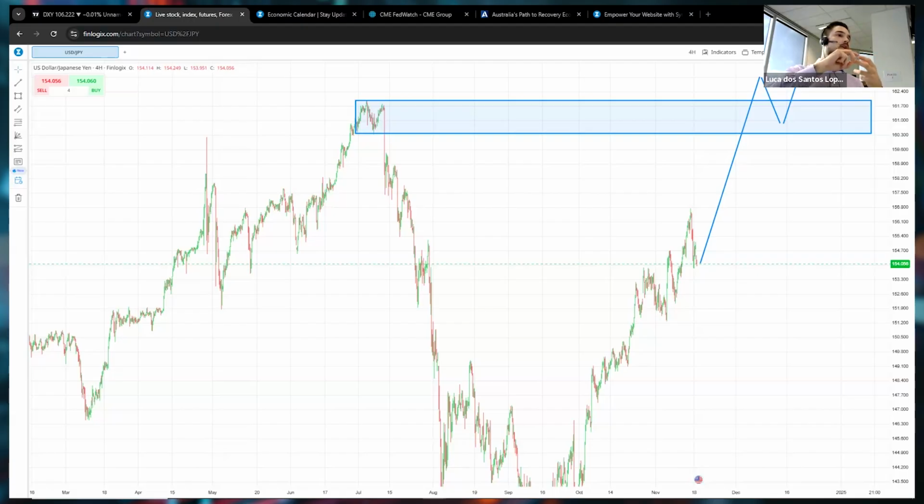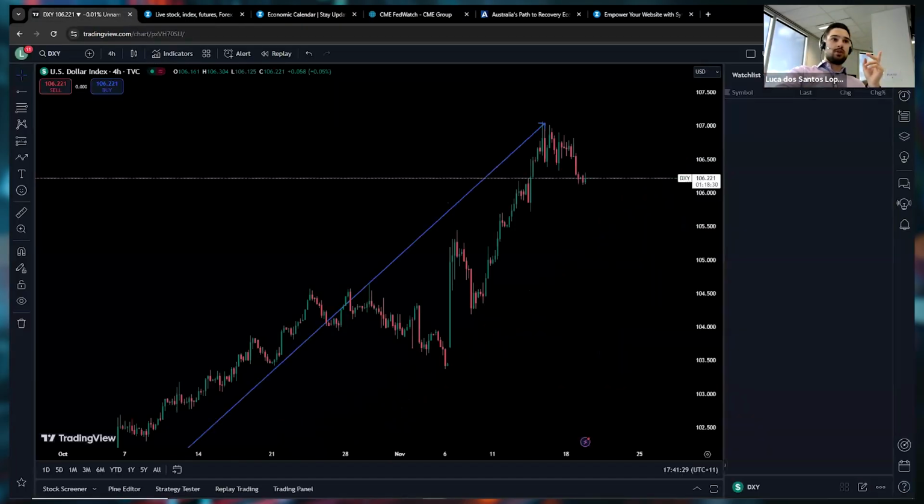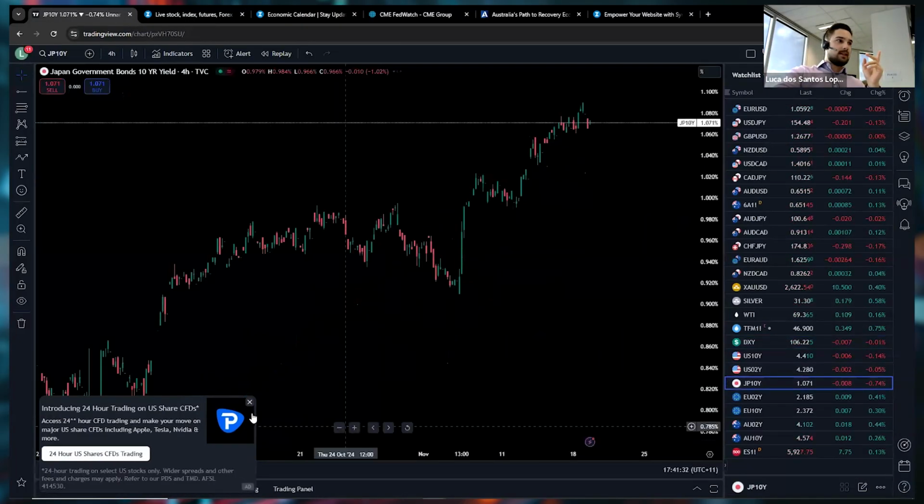So yeah, that's pretty much my view on the Japanese yen. So now let's move on to TradingView here very quick, because I want to show you the Japanese yen 10-year bonds.